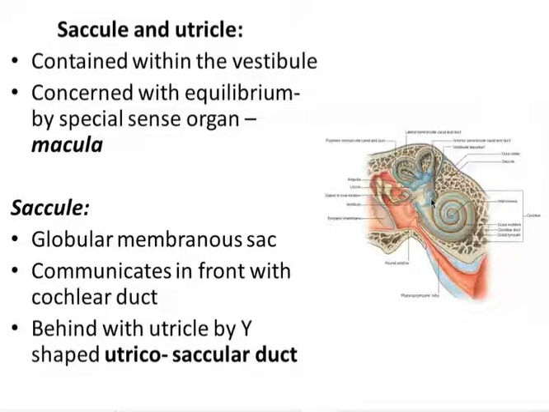So in front it is communicating with the cochlear duct, and behind it is communicating with the utricle by a Y-shaped sac. This is known as the utriculosaccular duct. The communication between the saccule and the utricle is by the utriculosaccular duct, and here you can see the communication of the cochlear duct with the saccule.